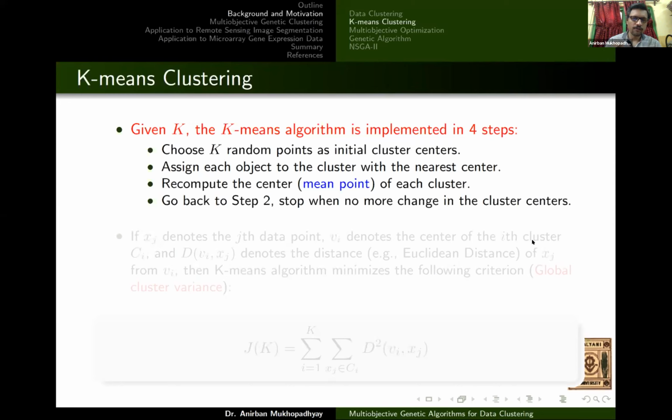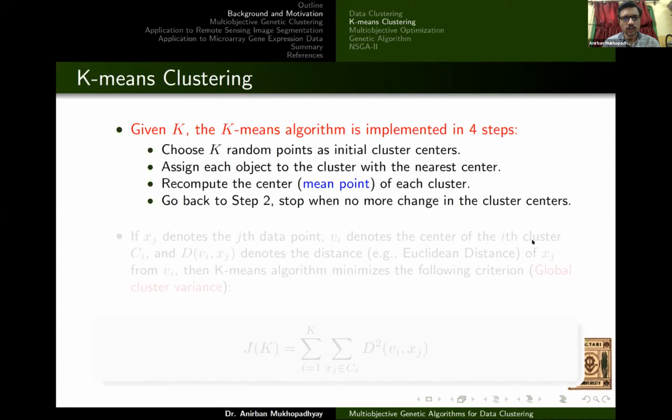So this is a very basic algorithm, this K-means algorithm, but a very popular algorithm because of its scalability. This is scalable in nature. That means even for very big data sets, the K-means algorithm works fairly quickly.